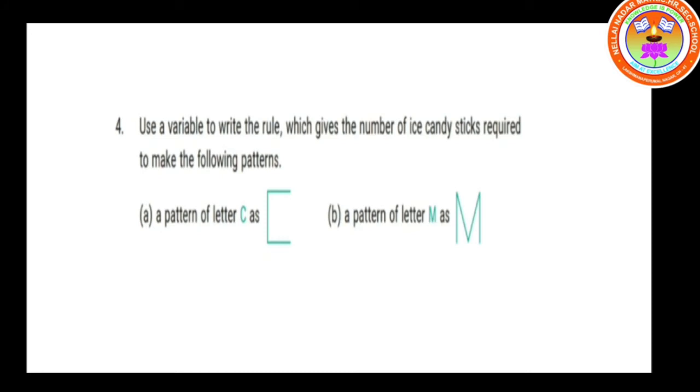Okay, you have to write the rule by using this variable which gives the number of ice candy sticks. I think you all love ice cream very much. So ice candy stick means what? The stick is attached. So that ice stick which is required to make the following pattern. We have to find how many ice sticks are required to make this following pattern.